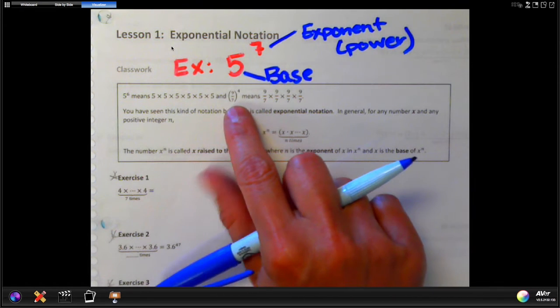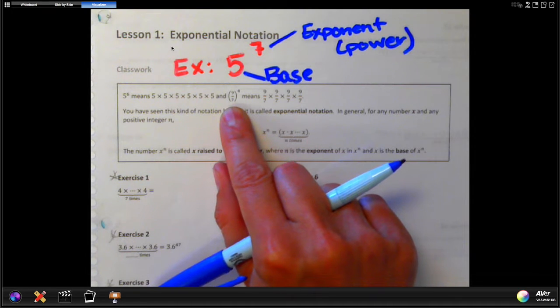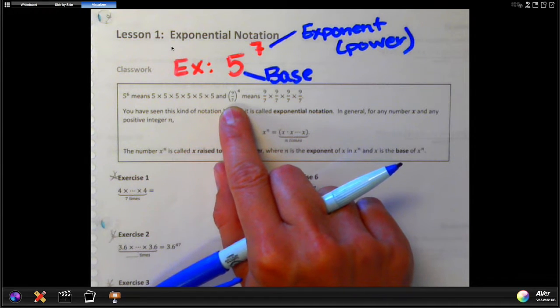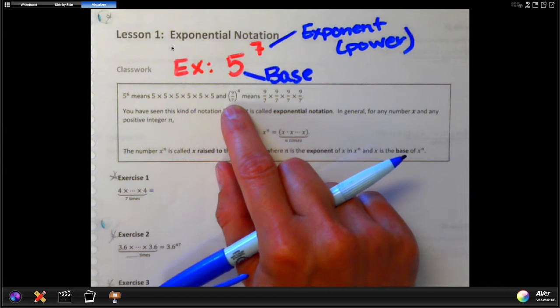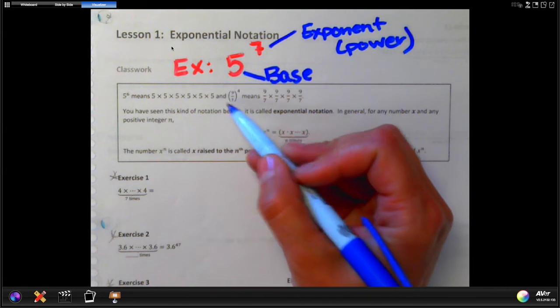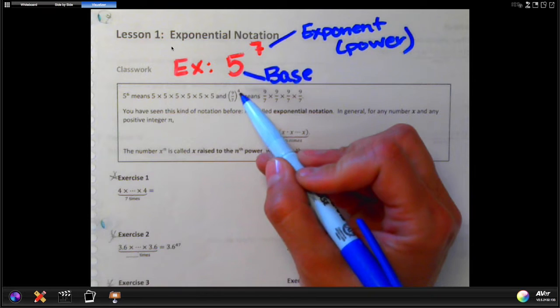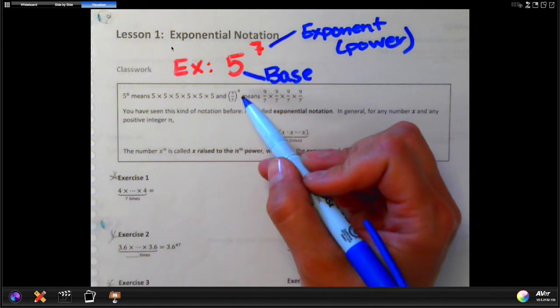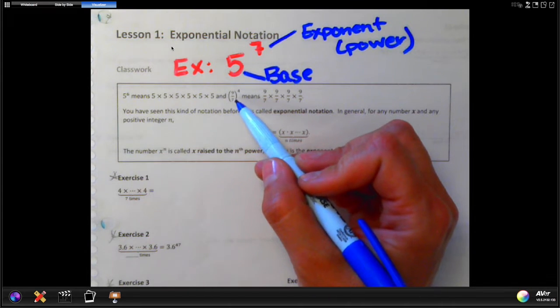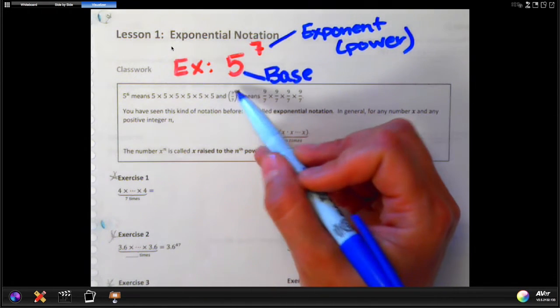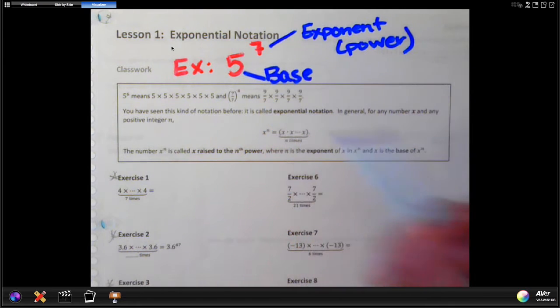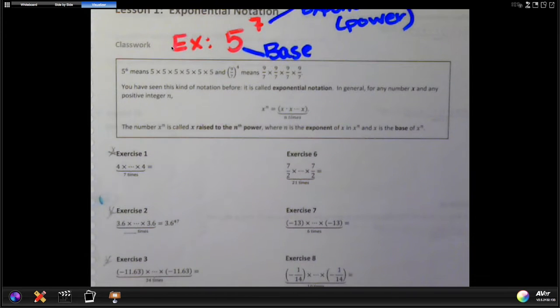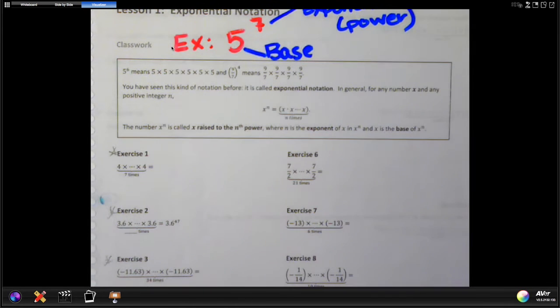Something to point out is that we can write fractions using exponential notation as well. What we have to make sure of when we use fractions, though, is that we use a parenthesis when writing it so that we know that 9/7 is getting multiplied 4 times, both the numerator and the denominator. Otherwise, it might be a mistake that just the numerator gets multiplied 4 times. Okay, so we are going to start right away with our exercises.